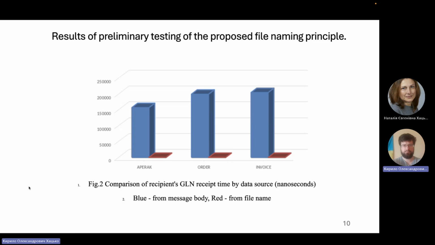So blue is the old normal system that is used, de facto the same as in almost every project, in every business. And red is our implementation, where instead of parsing the message before sending, we just extract the GLN from the file name of the source. And it's several orders of magnitude of difference. So we definitely saw promising results. Therefore, we started implementing the whole system and comparing results. This will be a little bit later.